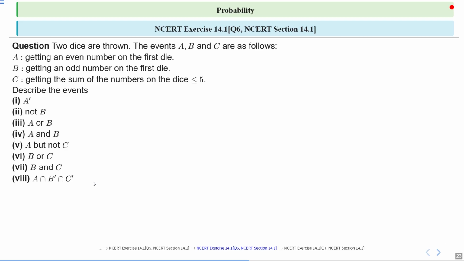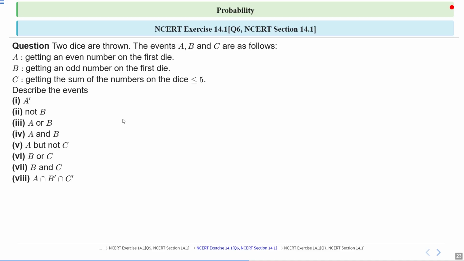Now look at question number 6. Read the question very carefully first. We are given that two dice are thrown. The events A, B, and C are as follows. Event A is getting an even number on the first die, event B is getting an odd number on the first die, and event C is getting the sum of the numbers on the dice less than or equal to 5. Now describe the events A complement, not B, A or B, A and B, A but not C, B or C, B and C, and A intersection B complement intersection C complement.